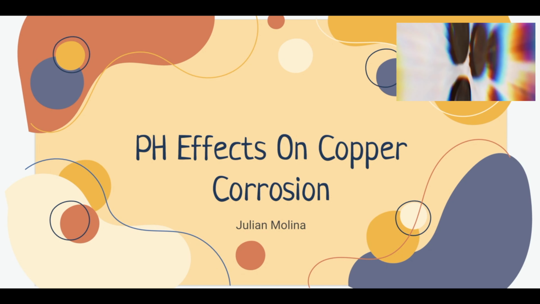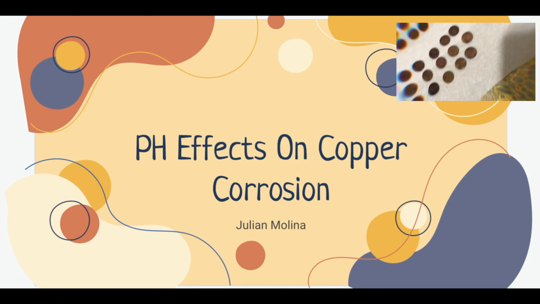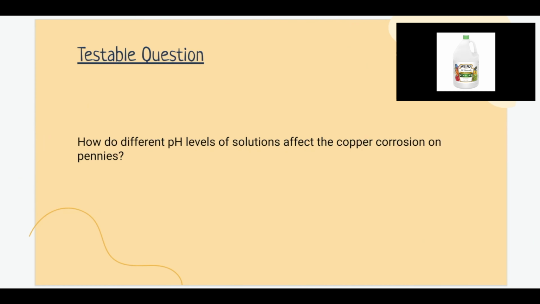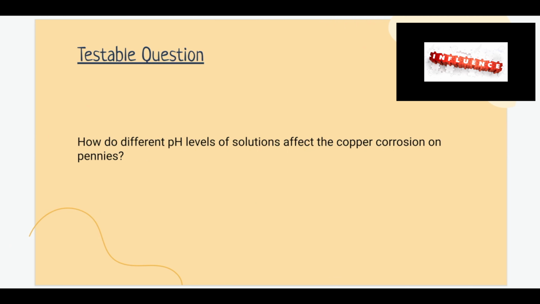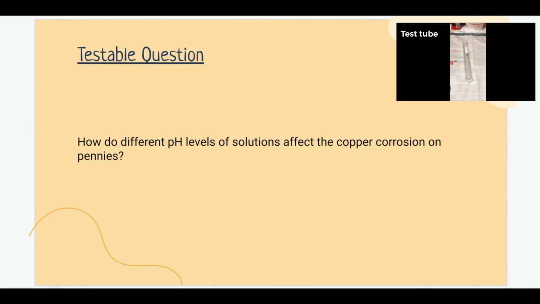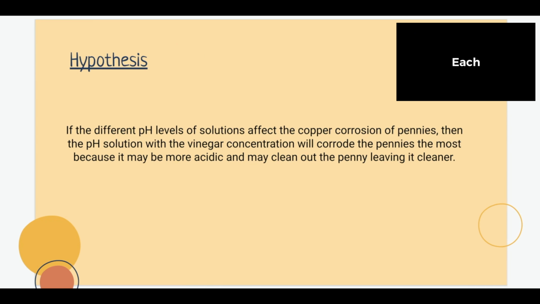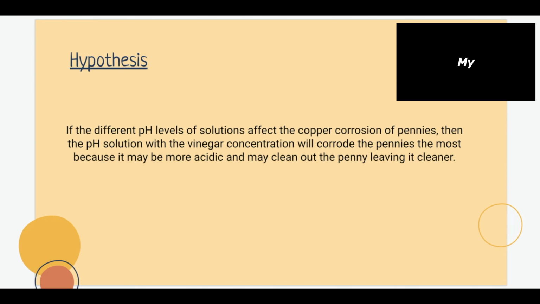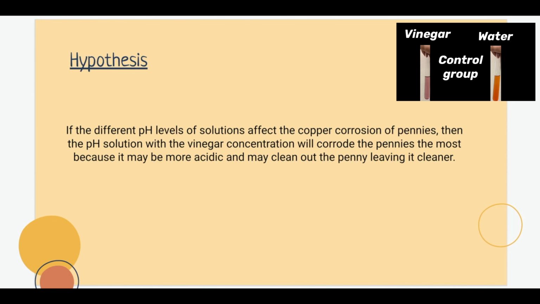In my experiment, I tested the pH of vinegar and water copper solutions' influence on the copper corrosion on pennies. I had a control group where one of the test tubes had pure distilled water and another had pure white vinegar, each with a copper test tablet. This is the tablet, and then these are the tubes that I used. This helps me compare my results from the 3 trials to the control group.